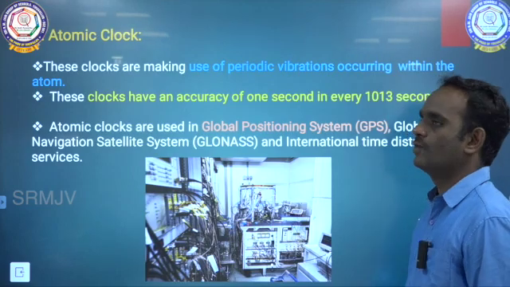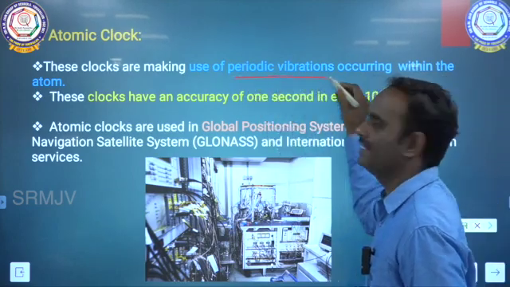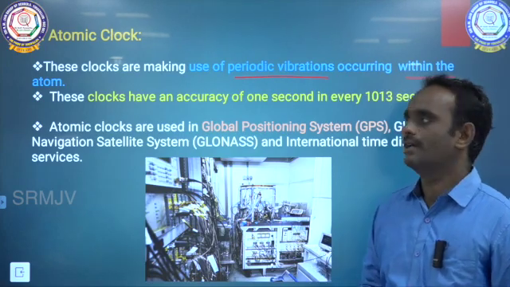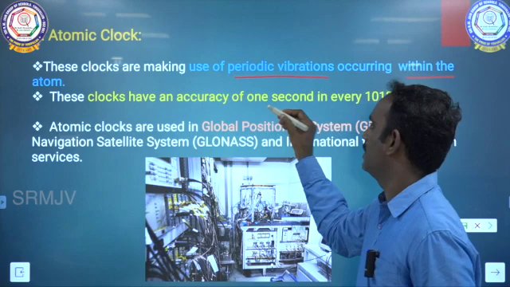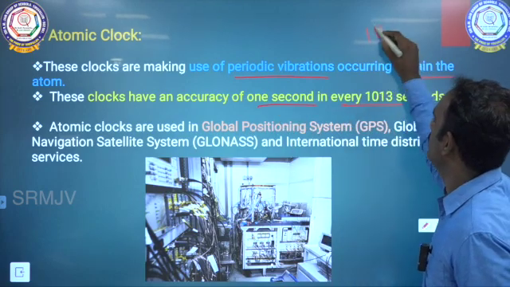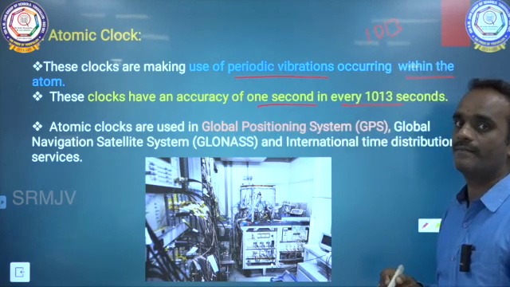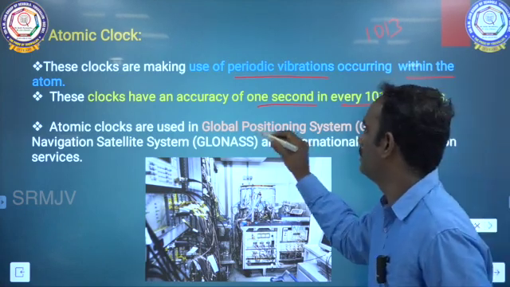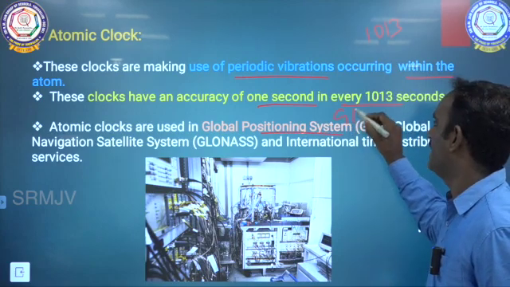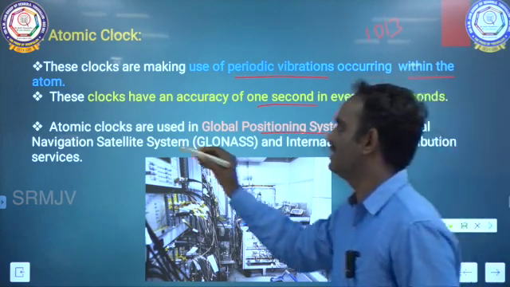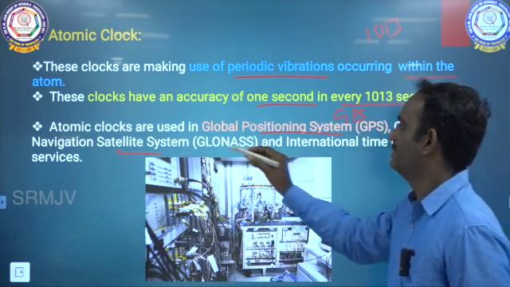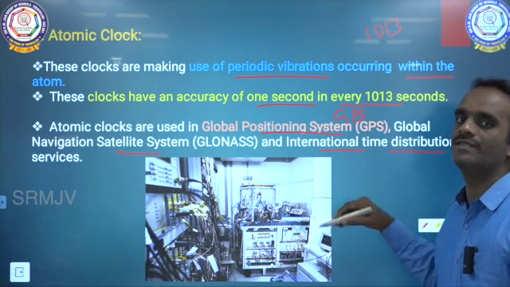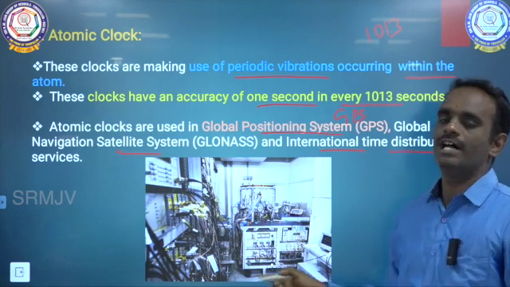These clocks work by making use of periodic vibrations occurring within the atom. These clocks have an accuracy of 1 second in every 10^13 seconds. Atomic clocks are widely used in the Global Positioning System GPS, the Global Navigation Satellite System GLONASS, and International Time Distribution Services. See the picture of the atomic clock.